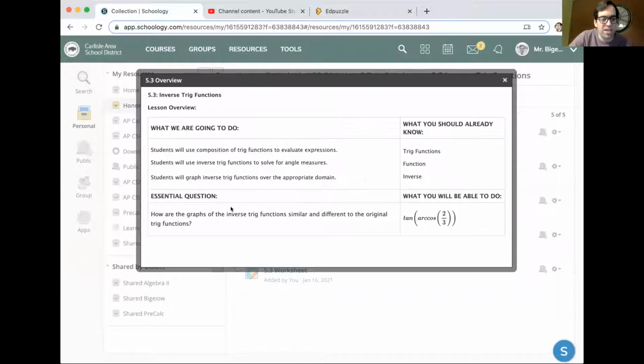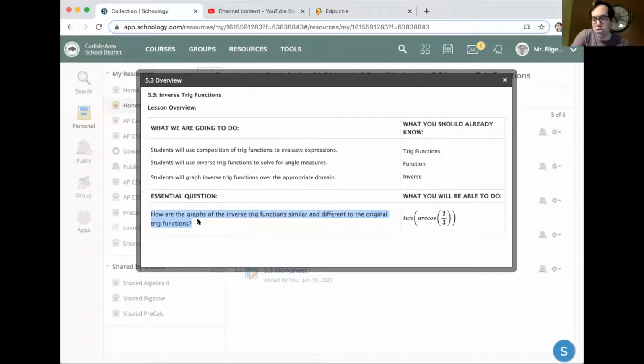Our essential question today is, how are the graphs of inverse trig functions similar and different to the original trig functions? And for this, I need you to remember that inverse trig functions are different from reciprocal trig functions. So reciprocal trig functions are when we take sine and we switch to 1 over sine. And that's also called cosecant, right? So sine, cosine, and tangent have reciprocals that are cosecant, secant, and cotangent, respectively.